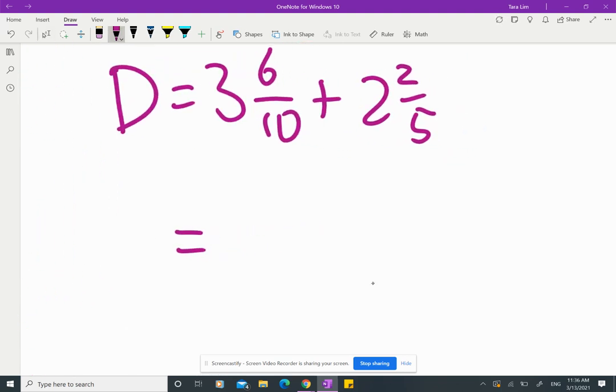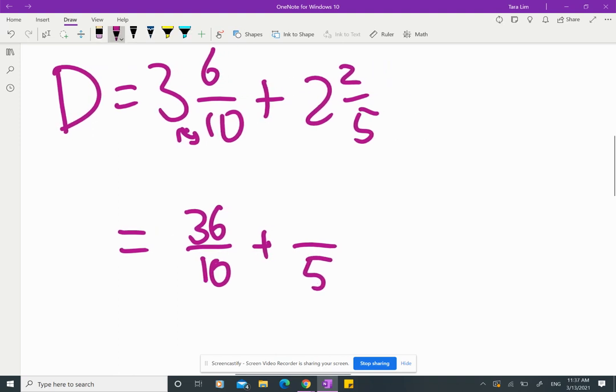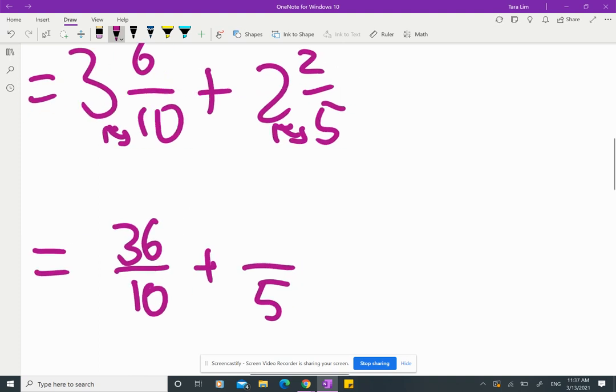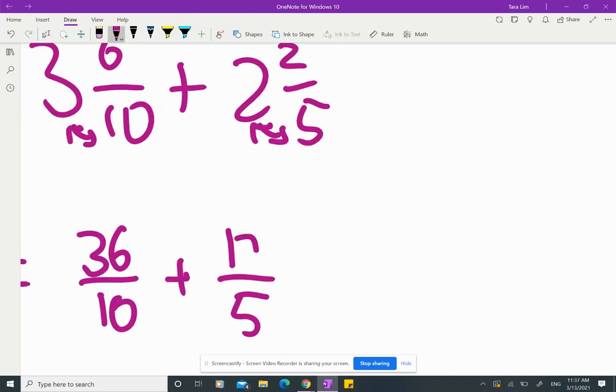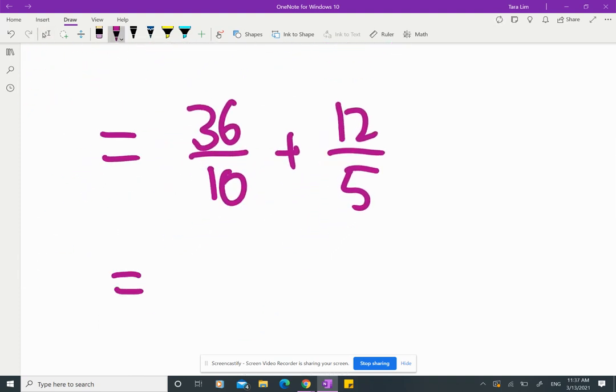Now, again, we must change it into an improper fraction. The denominator stays the same, and 10 times 3 gives us 30, and 30 plus 6 gives us 36. Again here, the denominator stays the same, and then we multiply 5 times 2, which is 10, and 10 plus 2 gives us 12.